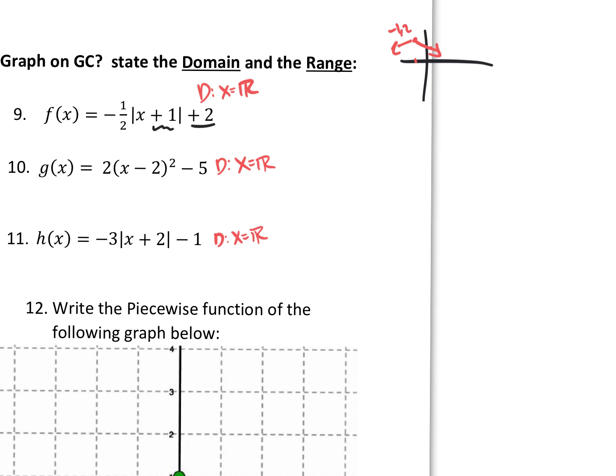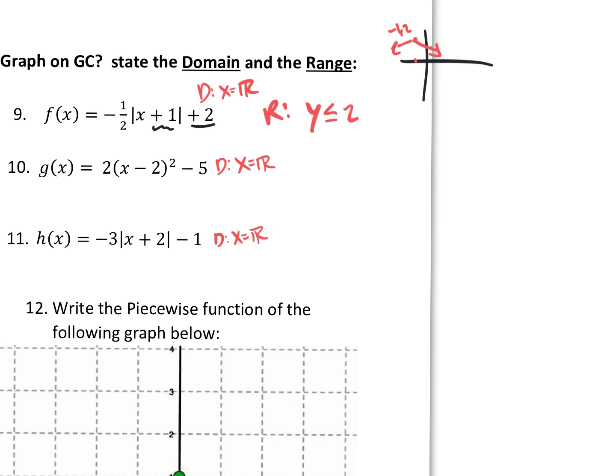But the reality, if I'm asking for the range, I'm just talking about where this graph exists in terms of up and down. And you already know that the highest point is at the location negative 1, 2. So it can't exist at 3, can't exist at 4. It exists at 2 and below. So how would you say that? The range would be y is at 2 and below. How do you say that in terms of an inequality? Less than or equal to 2, okay?